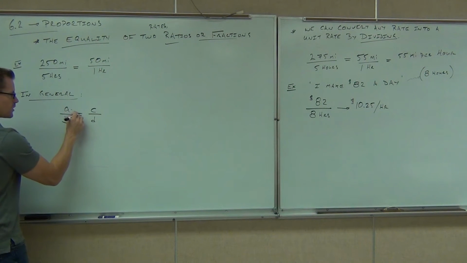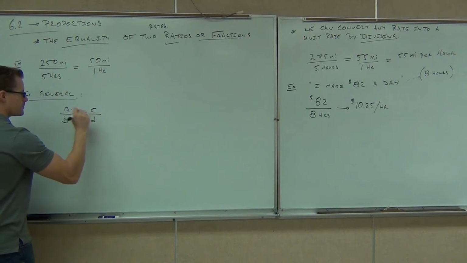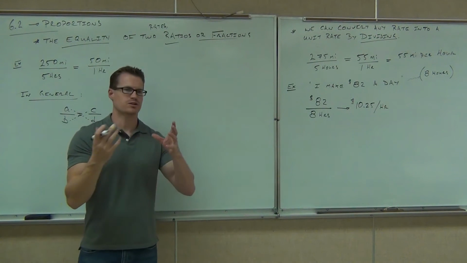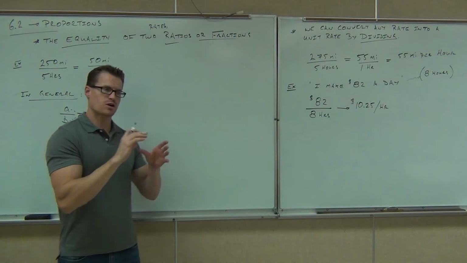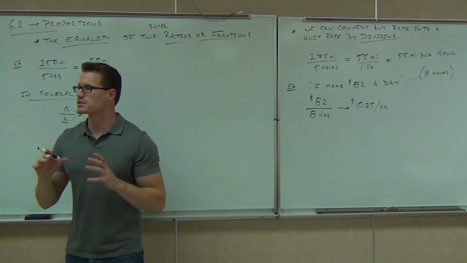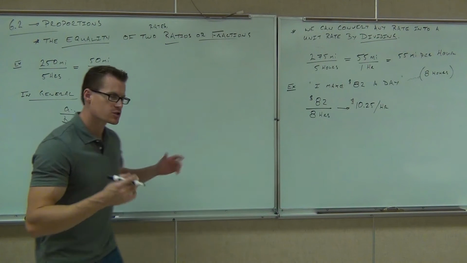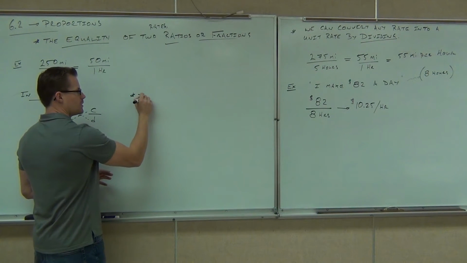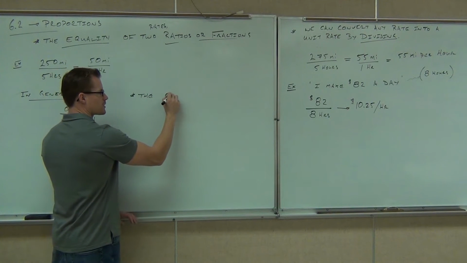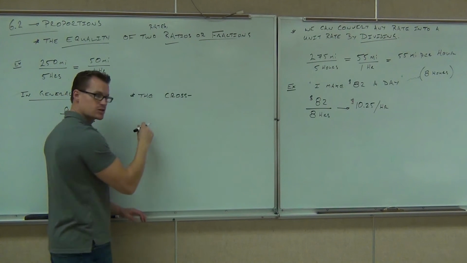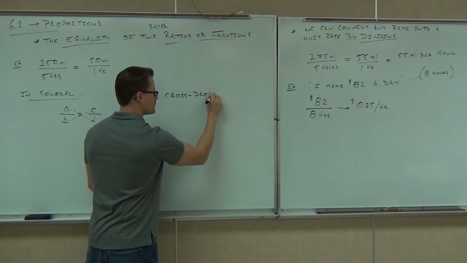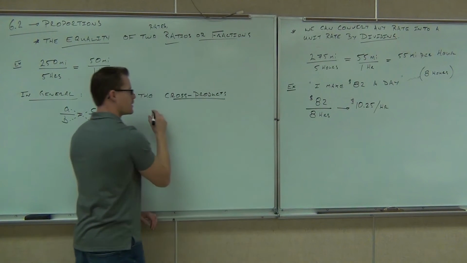If you multiply across the equation, those are called cross products, or the cross multiplication. Product simply means multiplication. The cross products will and must be equal in proportions. So, in all proportions, the cross products, that means cross multiplication, must be equal.